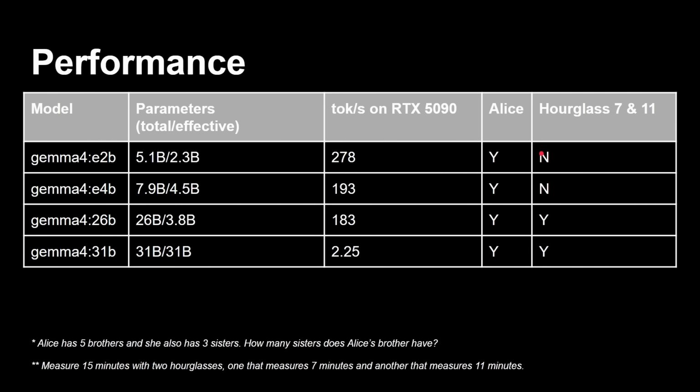Now, this one couldn't answer it, neither could the next one, the effective 4 billion parameter one, but that one runs at 193 tokens a second, and it can also answer the Alice question. But the real star of the show, I think, is this one.